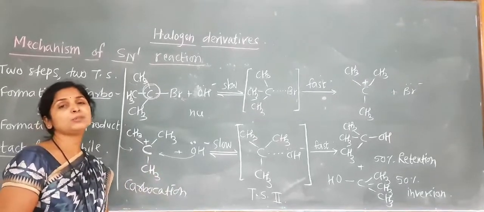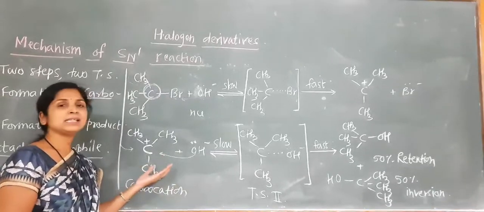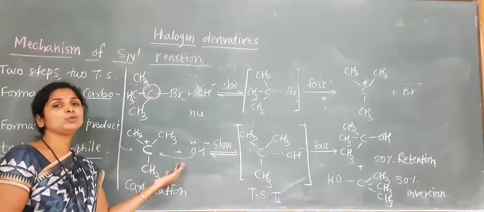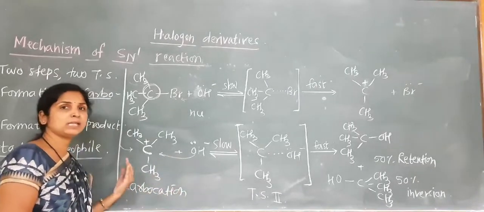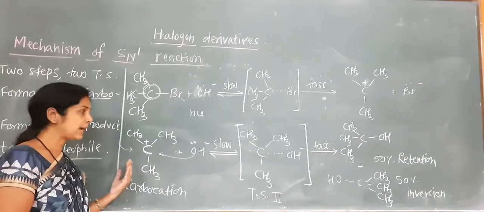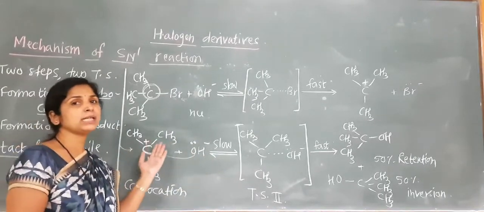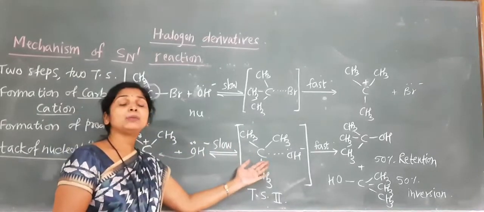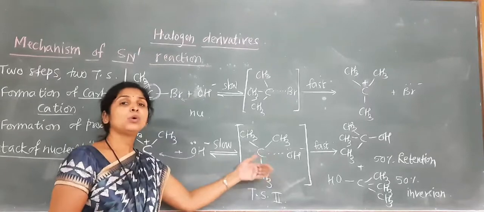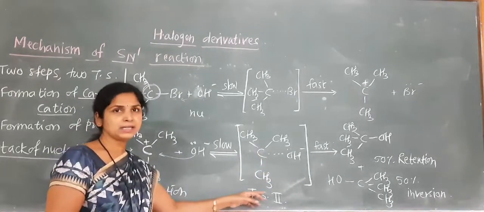The possibility of the attack of the nucleophile is 50-50%. So we may consider that 50% of molecules will approach from the front side, whereas the other 50% will approach from the back side. Here, when they approach the carbon atom, a new bond between carbon and the hydroxyl group begins, and that is considered as the transition state second.